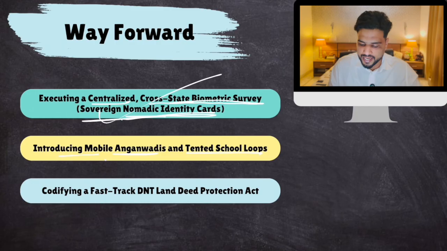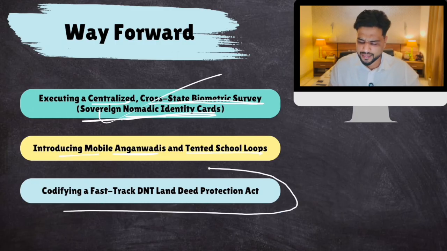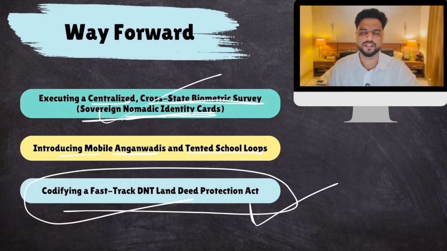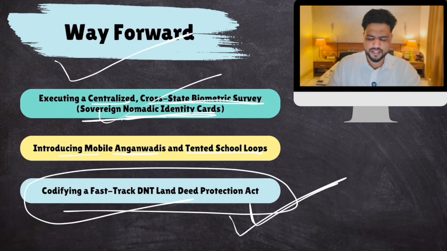Codifying a fast-track DNT Land Deed Protection Act. Okay, give them land deeds wherever they settle. Even if they settle for 3 months, give them a land deed on public lands. Clear? So this is the way forward that is being suggested, right?